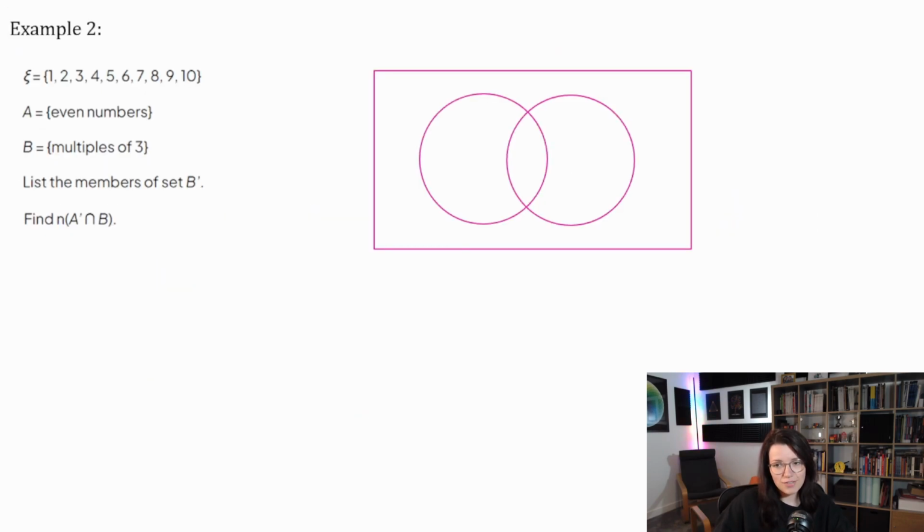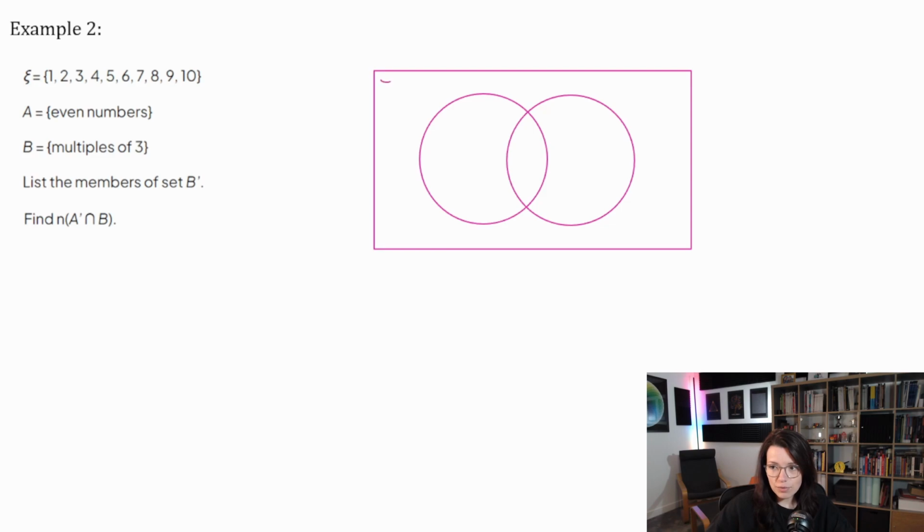Example 2. So we're given a universal set with the numbers 1 to 10. A is the set of even numbers, B is the set of multiples of 3, and then they ask us 2 questions here. So list the members of set B dash and then find the number of elements in the intersection between A dash and B. So before we attempt those questions, let's definitely fill in the Venn diagram to help us.